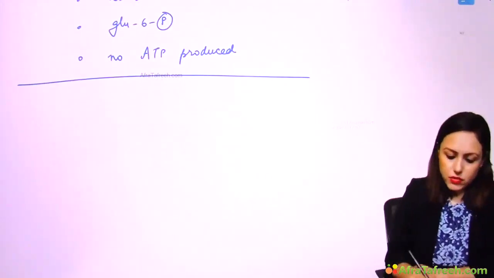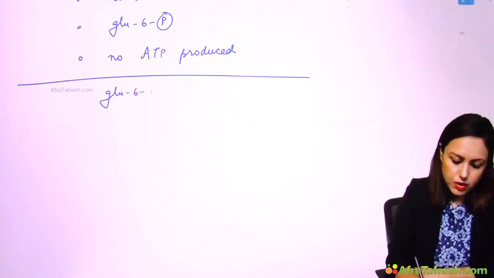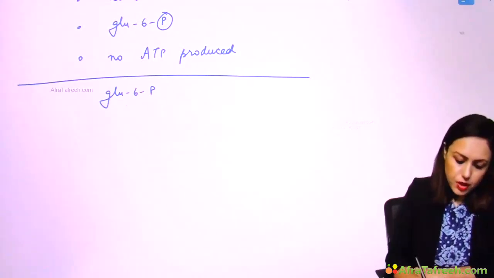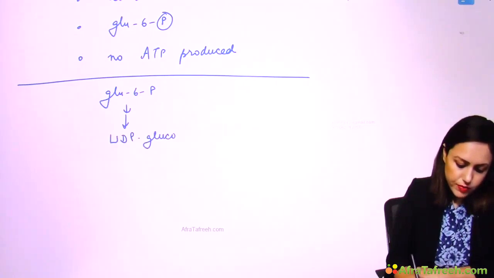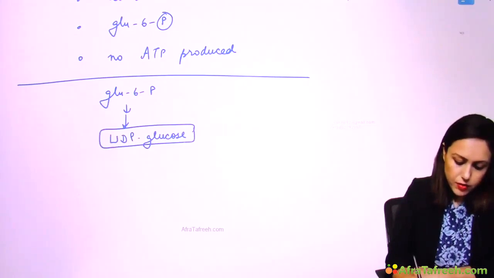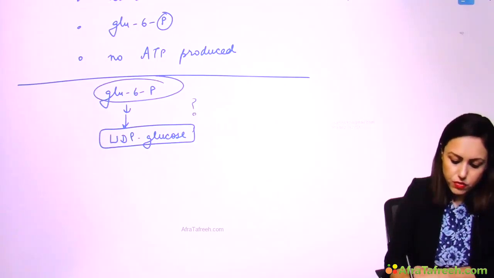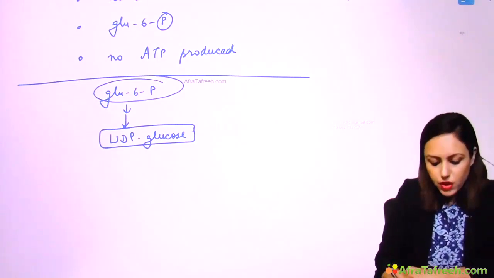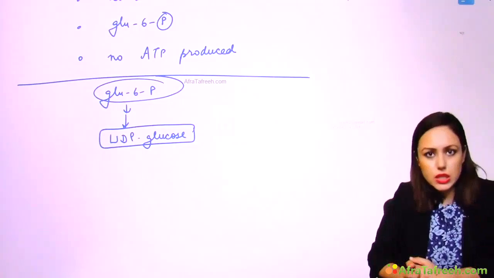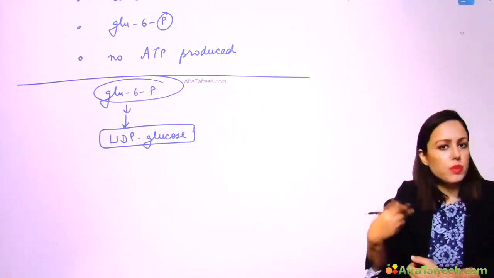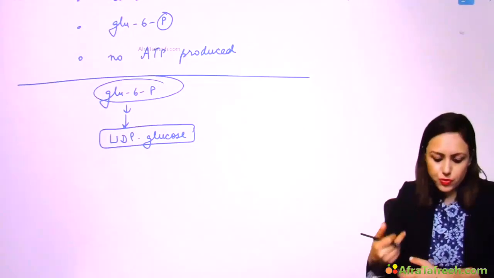So let's start with the pathway. The starting material is glucose 6-phosphate, which will be converted to UDP glucose. How glucose 6-phosphate is converted to UDP glucose, we have already done in glycogen synthesis. There are just 2 steps. You can see those steps from that video.